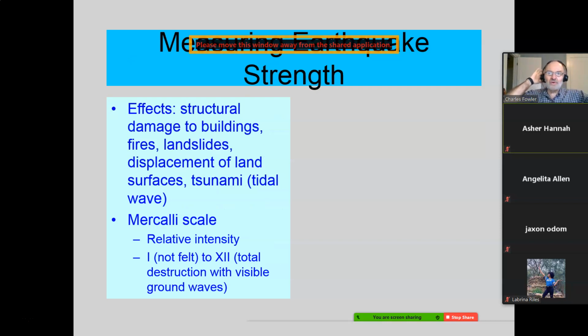Okay, so early on, that's what we did. They measured effects and said, what was the strength of the earthquake? Well, using that approach, they had what they called the Mercalli scale. Now, I don't know for sure who Mercalli was. He sounds like he may have been Italian. I don't know that for a fact, but I'm guessing maybe. They do have a lot of earthquakes in Italy, so that wouldn't be surprising.